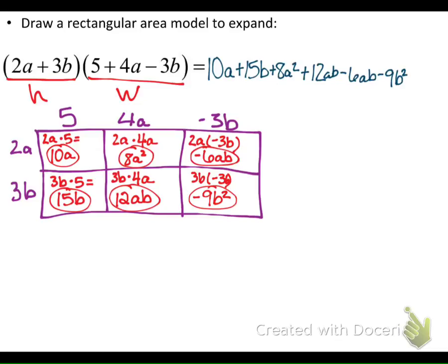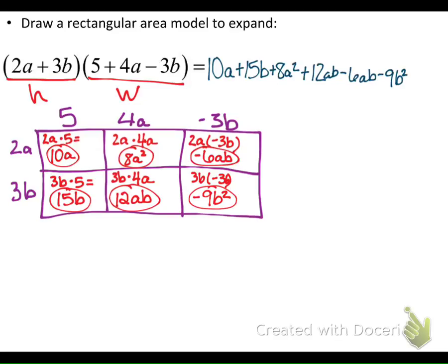No, that's not going to be my final answer. Why is it not going to be my final answer? For one reason. Combine like terms. We need to combine these like terms. All right, so if we're combining these like terms, Ashley, which two am I going to combine? 10A and 15B. Oh no. Wait. Remember, to be alike, they have to have the same variables.